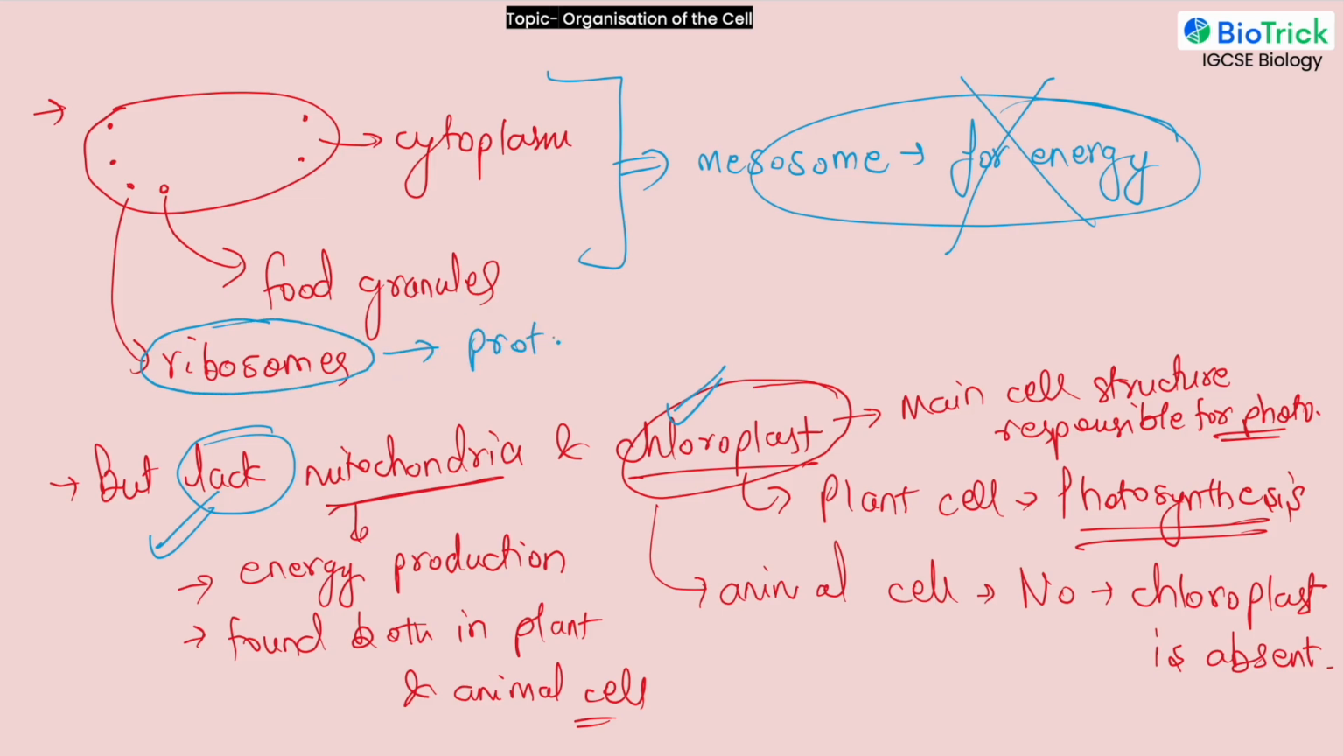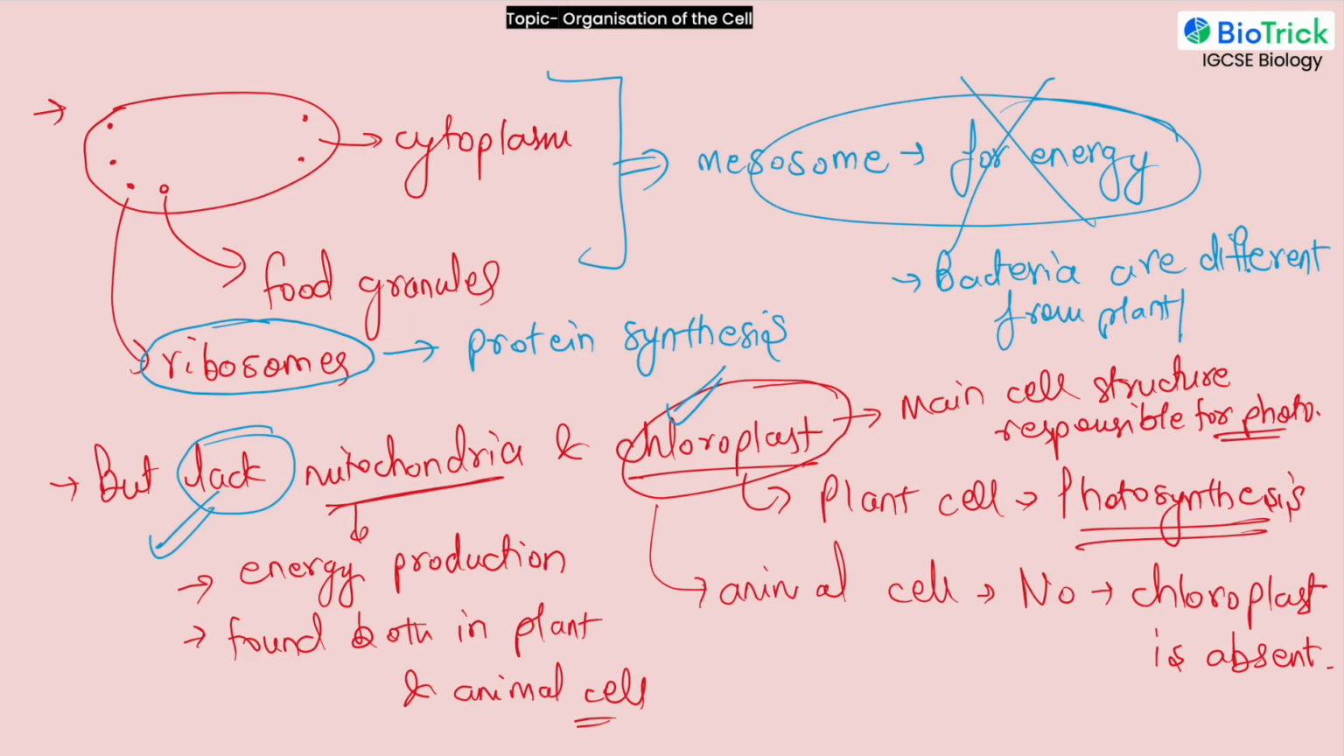Ribosomes basically help in protein synthesis of the cell. Ribosomes are present in plant cell also, animal cell also, but the ribosomes of bacteria are different from plant cell and animal cell. Different types of ribosomes are present in bacteria as compared to plant cell or animal cell. So this is the basic difference. Next difference.